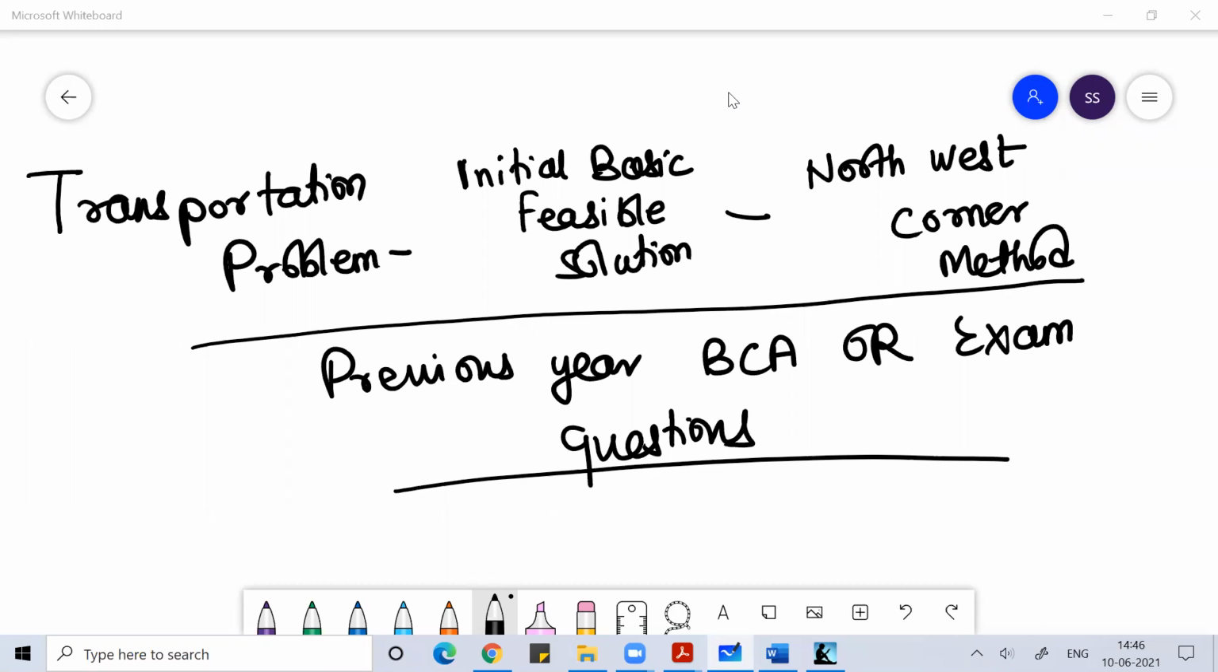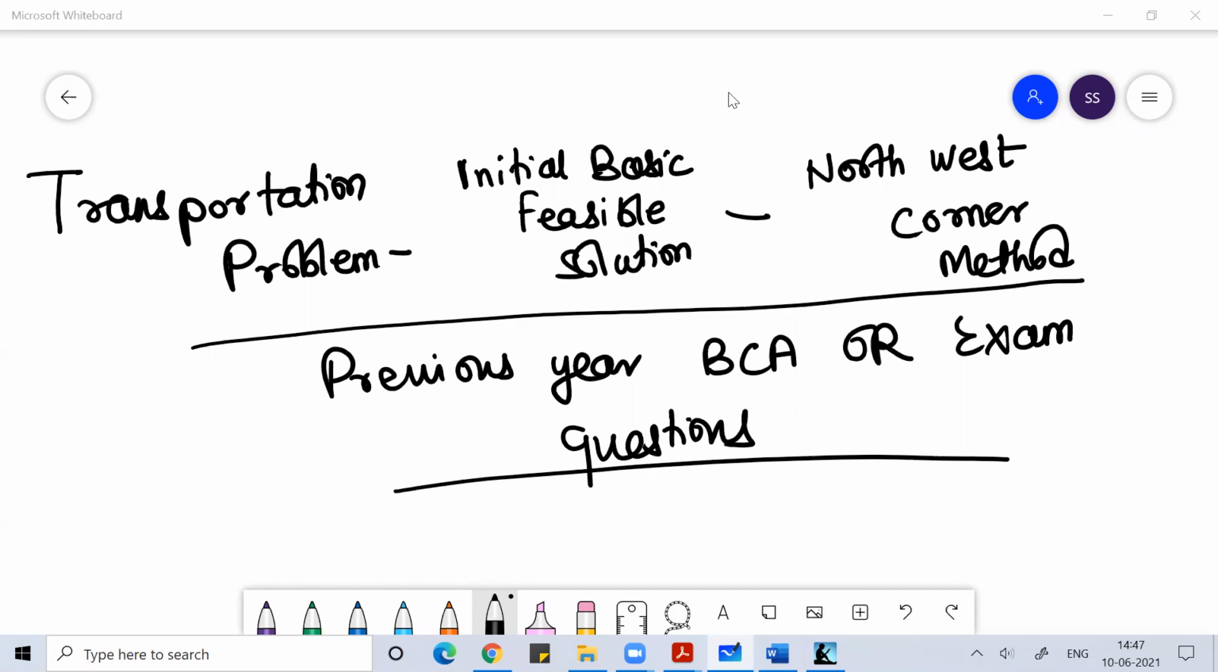In this class of operation research, we are discussing the transportation problem. Yesterday, I already gave a brief idea about it. Whenever we work on a transportation problem where the objective function is minimization of cost, we first find the initial basic feasible solution, making sure that total supply is equal to total demand and the matrix is the minimum matrix.